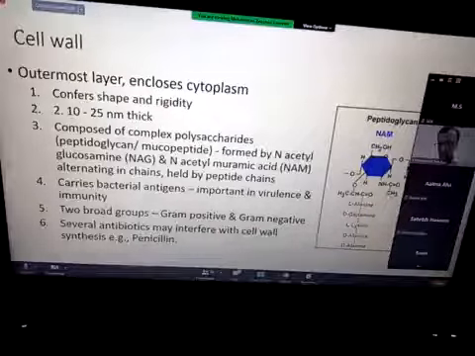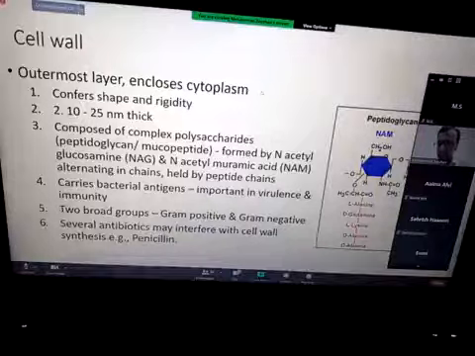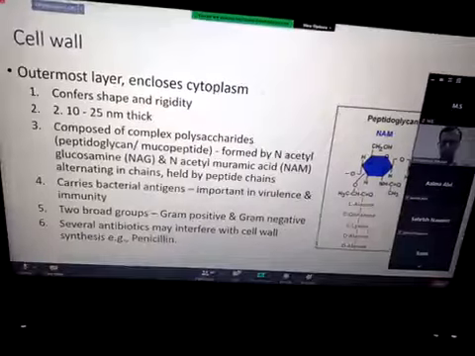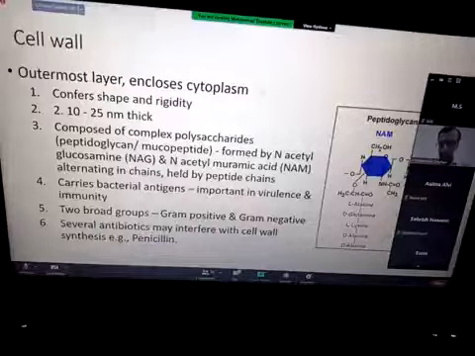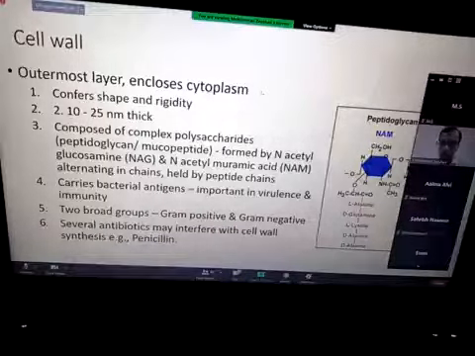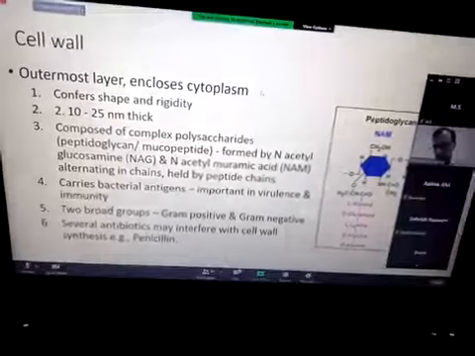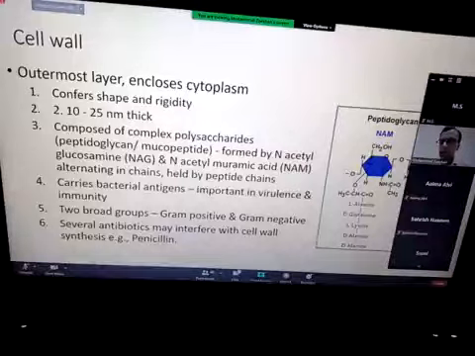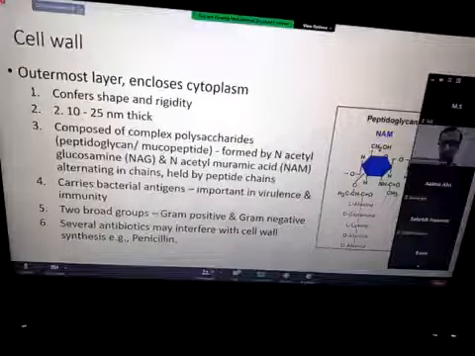We have to remember that this peptidoglycan layer has a clinical significance. It contains different bacterial antigens, different virulence factors, and different immunogenic factors. And mutation in this structure leads to antimicrobial resistance. So this structure is very important.